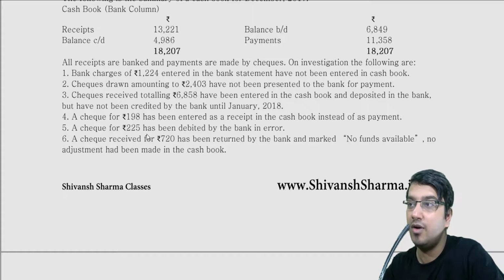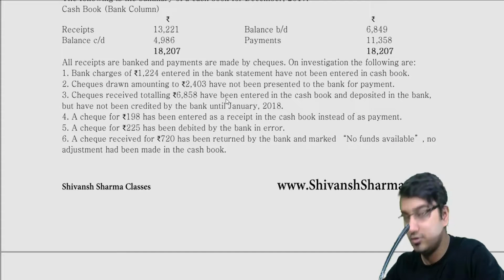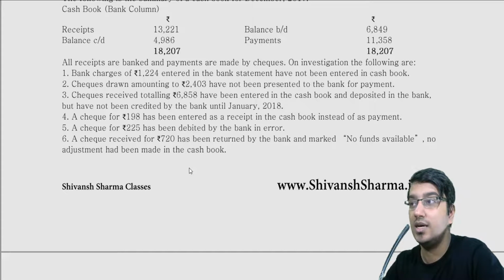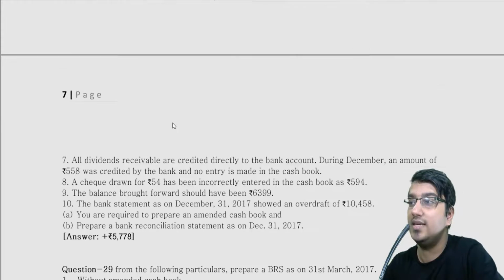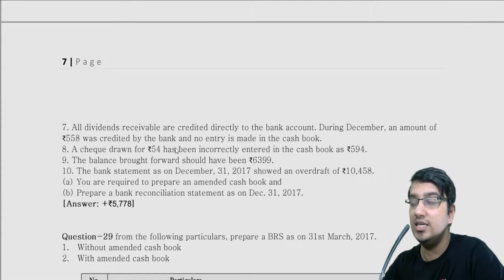Next, 225 was debited by bank. So this is bank's mistake, not our mistake. Check received for 720 returned by bank. So this is dishonor. We have discussed this. Checks dishonored 720. Next, dividend has been received directly in the bank. So we should also enter it.